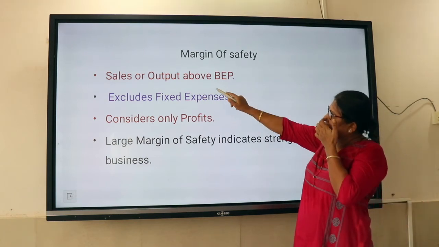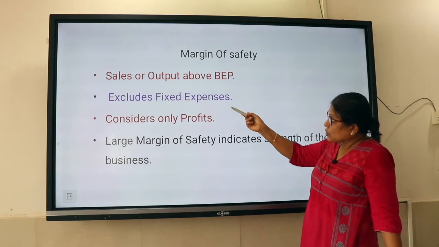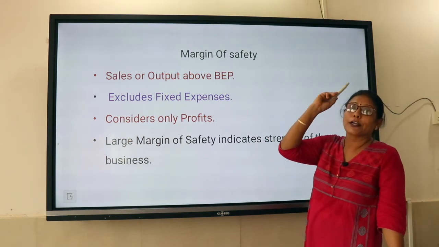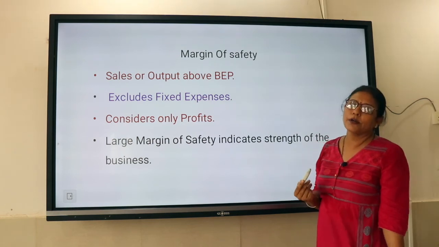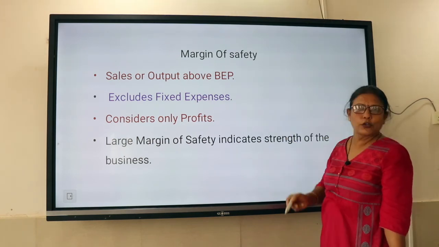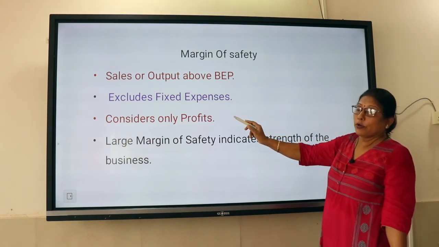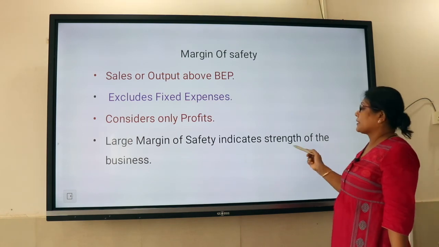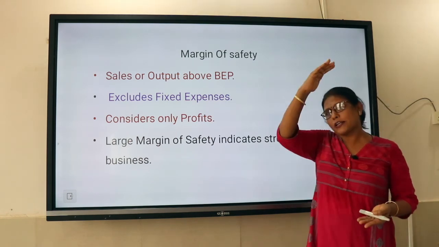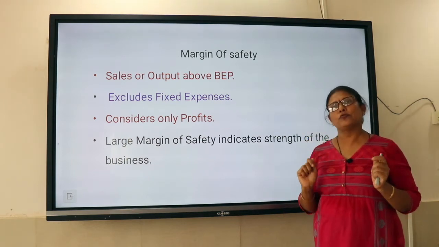Okay, so it's sales or output above break-even point. Now it excludes fixed expenses because they are already covered. Break-even point covers the fixed expenses, and hence margin of safety doesn't take fixed expenses into consideration. It considers only profits. So we are looking after only profits. The larger the margin of safety, the greater the strength of the business. So if you have more margin of safety, that indicates your business is in a very, very strong position.